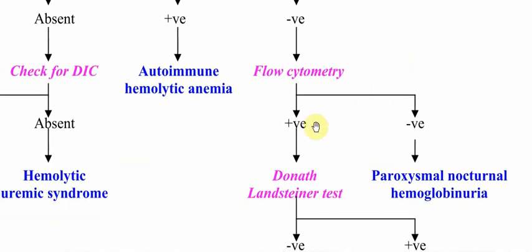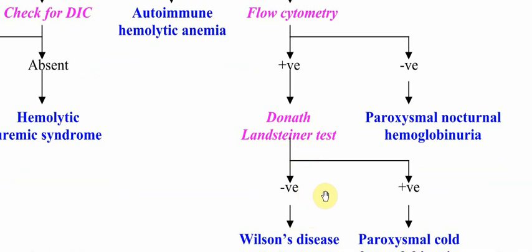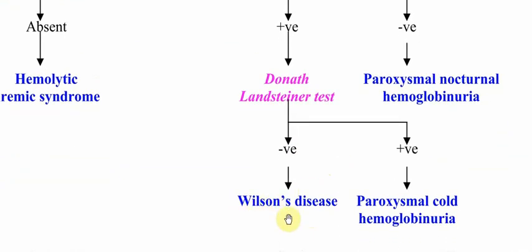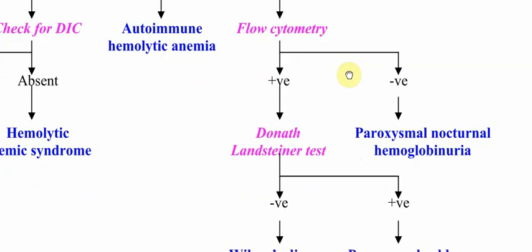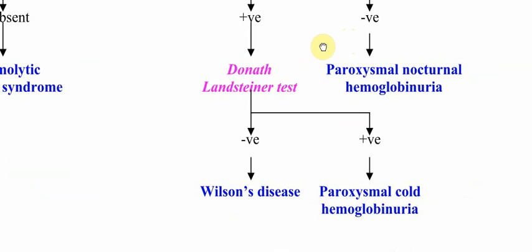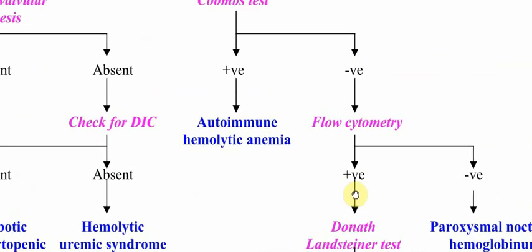A positive result indicates need for another test known as Donath-Landsteiner test, which is for presence of antibodies. If the test is negative, then the diagnosis is Wilson's disease. If the test is positive, then it is paroxysmal cold hemoglobinuria. If flow cytometry results are negative, then the diagnosis is paroxysmal nocturnal hemoglobinuria. This part of the algorithm ends here, so we go back up.